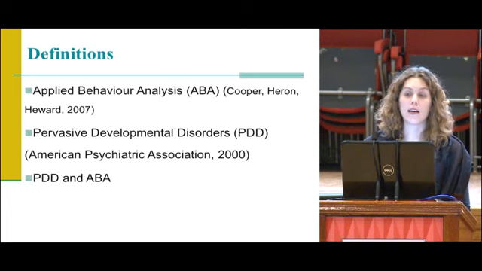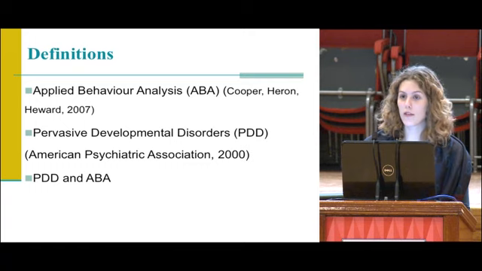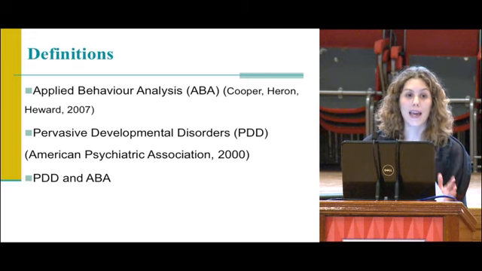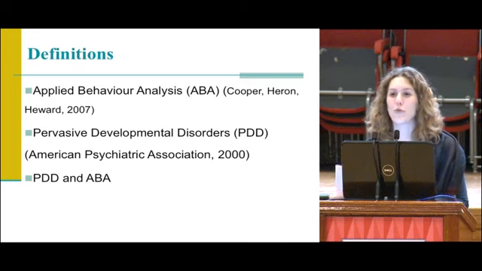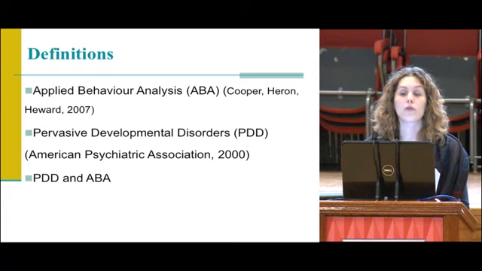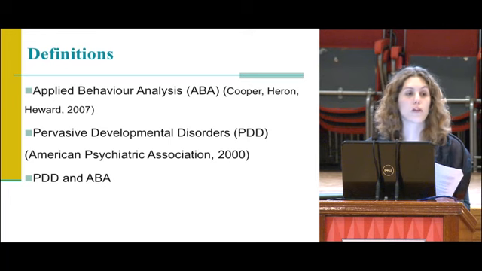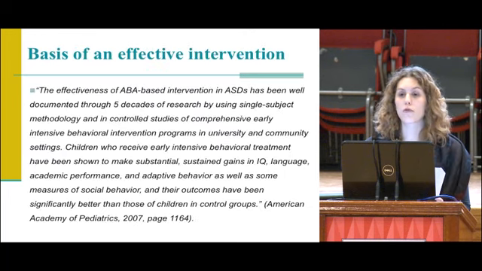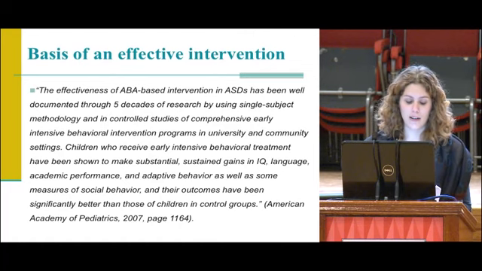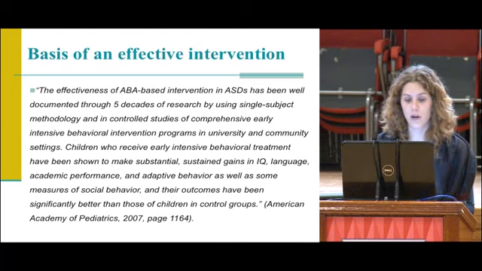So ABA is the intervention of choice for children with autism, and it is the intervention of choice not because I am a behavior analyst. I think that I became a behavior analyst when I saw that it's working, so I think it was the other way around. But it is the intervention of choice because there have been at least 40 or 50 or maybe 60 years of research proving that it's effective. So I've put here for you just two statements coming from different institutions that clearly get this point across.